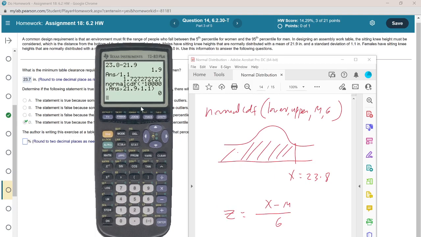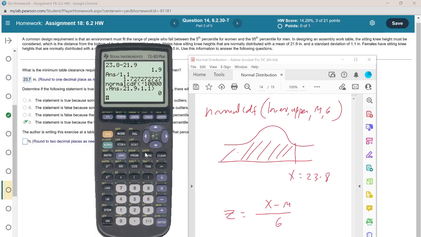No, okay, I made a mistake here. The mistake is with this normalcdf: if you want to use the actual mu and sigma, you have to use the actual values for the lower and upper bounds. You have to use this x, 23.8. Let me just do that. You don't have to find the z-score. It will do it for you, this function normalcdf.